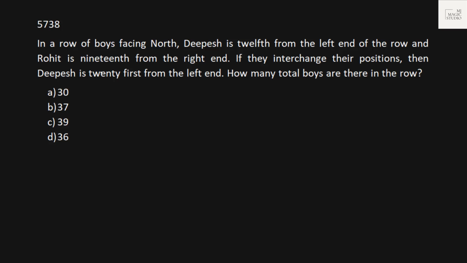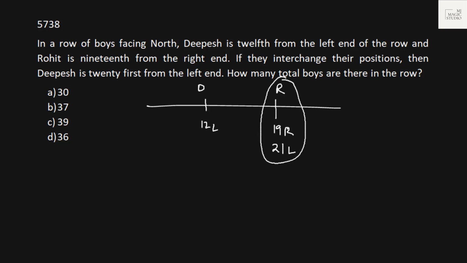Okay, let's see this one. In a row of boys facing north, Deepesh is 12th from the left. 12th from the left is Deepesh. And Rohit is 19th from the right. If they interchange their position, then Deepesh is 21st from the left end. Now if Deepesh comes here, he will become 21st from the left.